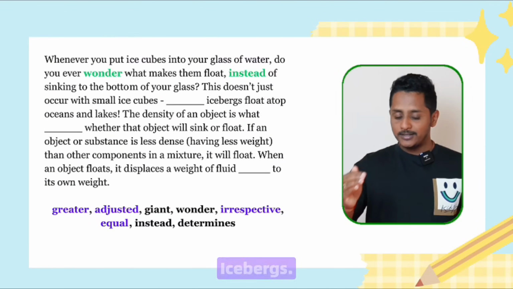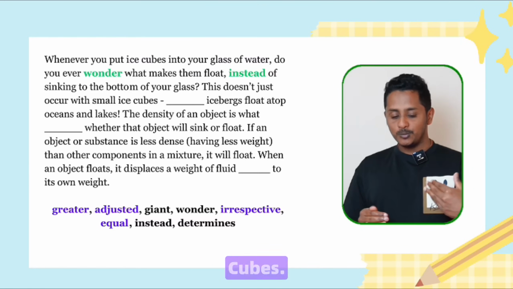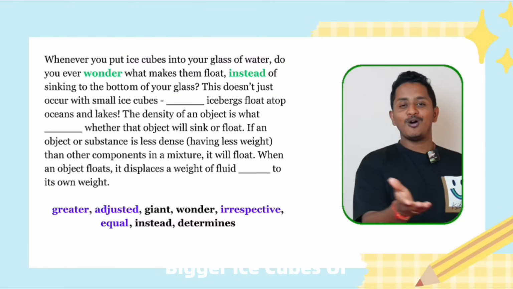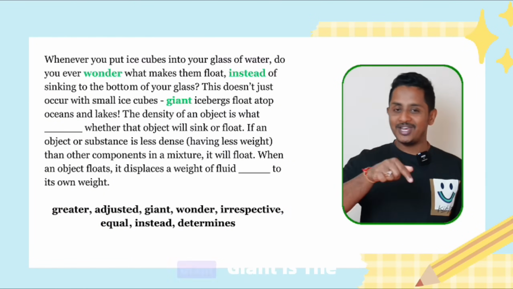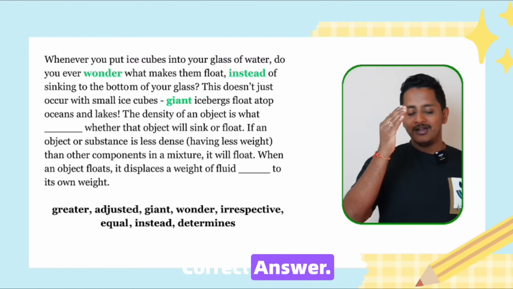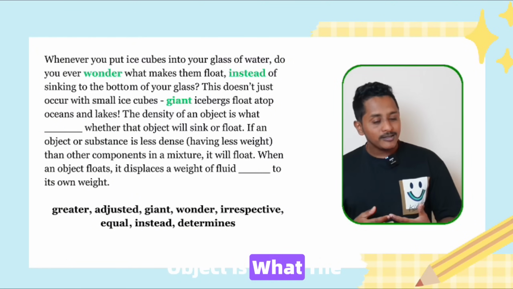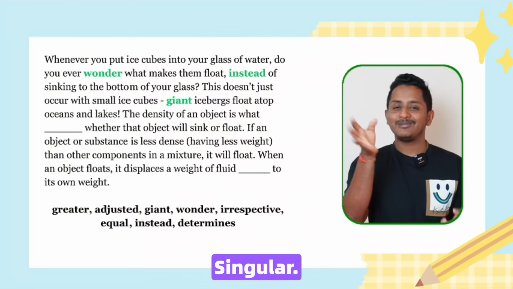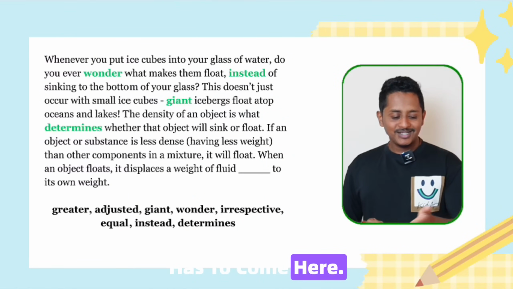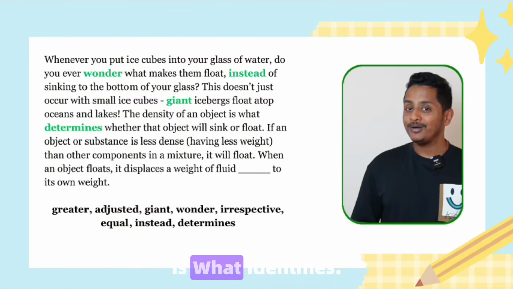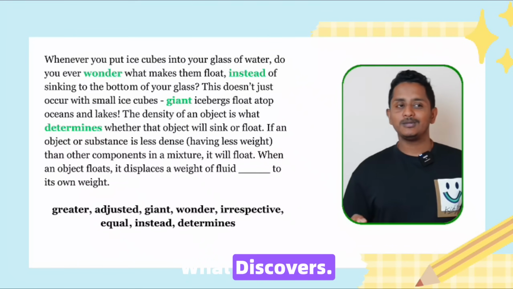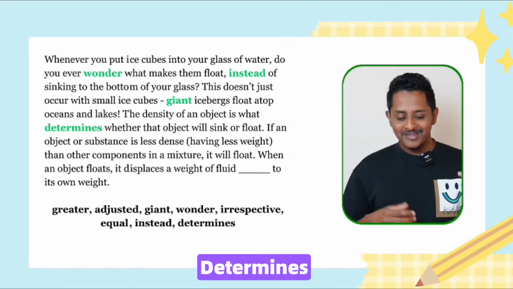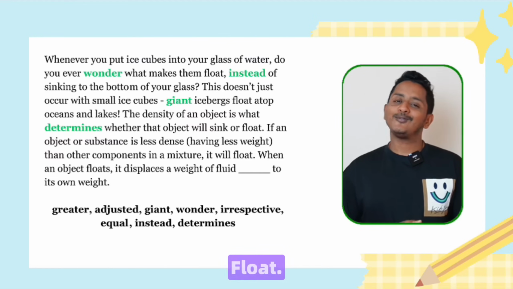Third one, dash icebox. The previous line says small ice cubes. This is not just for small ice cubes, but even for bigger ice cubes, or a giant icebox. Giant, G-I-A-N-T, is the correct answer. The density of an object is what? The density, dash. The density is singular, so something with an S has to come. Here, determines is the only one with an S. The density is what identifies, the density is what discovers, the density is what decides. The density of an object is what determines whether that object will sink or float.